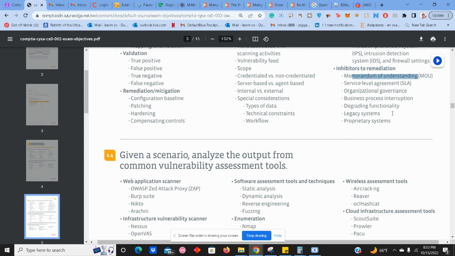This one, you both agree about doing something. This one, what you promise to do, organizational governance: what your organization does to have these procedures in place. Business process interruption: will it interrupt our process? Degrading functionality, legacy systems, and proprietary systems.